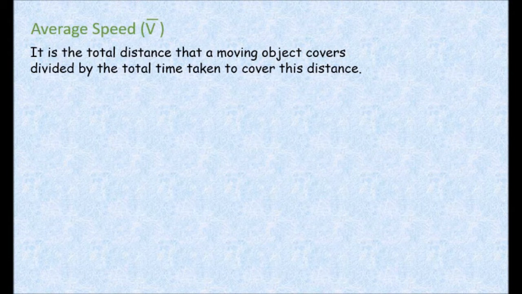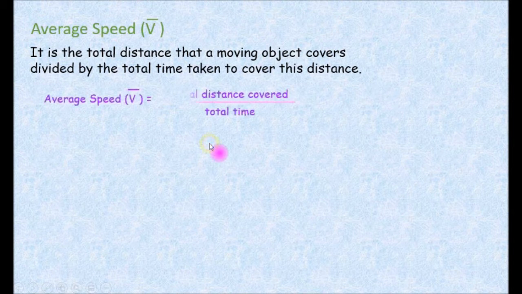So it covers unequal distances in equal periods of time or equal distances in unequal periods of time. So the average speed will be the total distance covered by the object divided by the total time taken to cover this distance. And the rule will be: average speed, or V dash, we add this line or dash to differentiate between the speed and the average speed. It means total distance divided by total time.